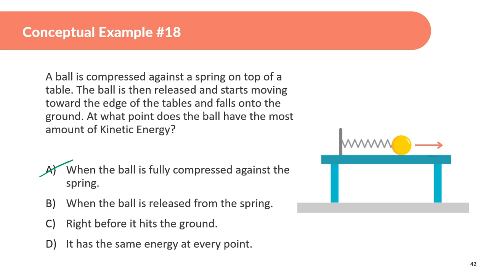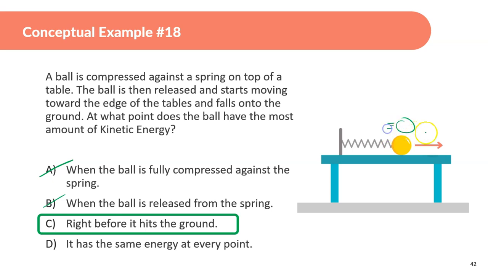A lot of people might say this, but it's not exactly it. And C, right before it hits the ground. Yes, it's going to be C. And that's because even though right when it's released from the spring it's going to go fast, it's going to get faster as it's falling. So that potential energy that it still has over here is going to convert to kinetic energy. So it'll have more right before it hits the ground.